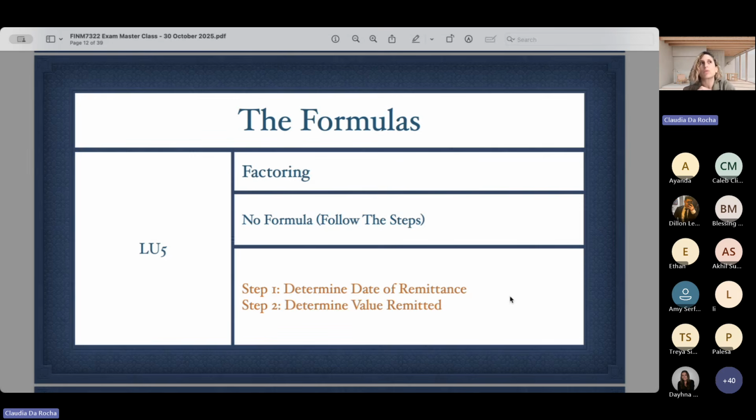It's really very simple. We literally look at the dates and determine the date of remittance, and then we look at the values. There's no formula. It's a very small section of your textbook. So it's not a complex section.